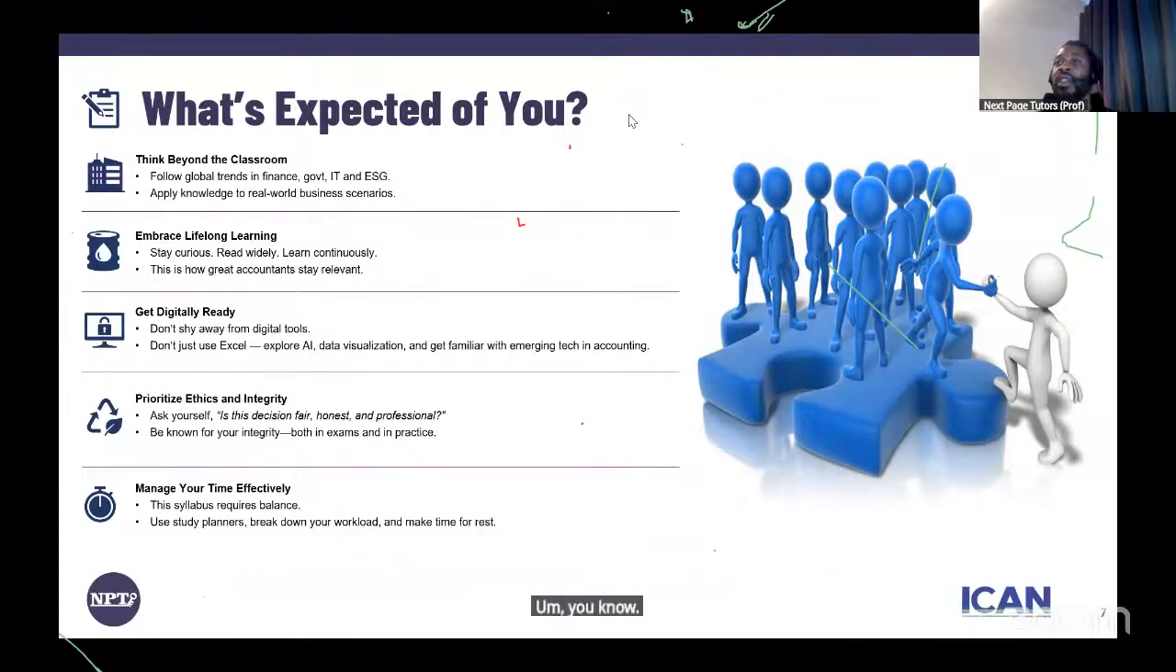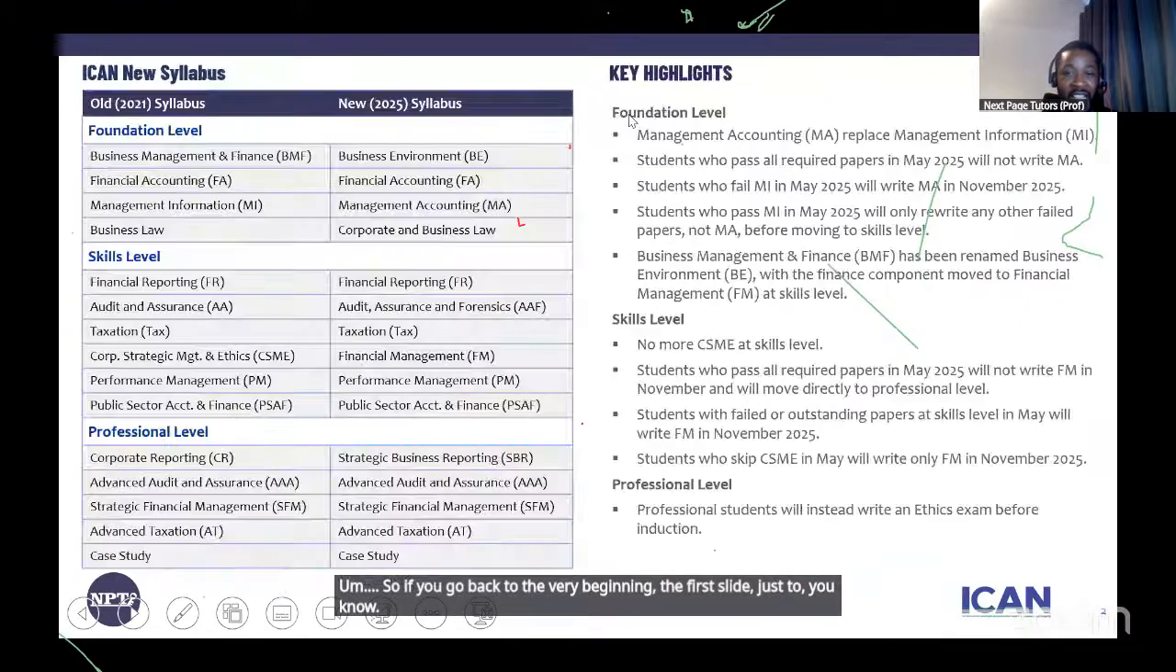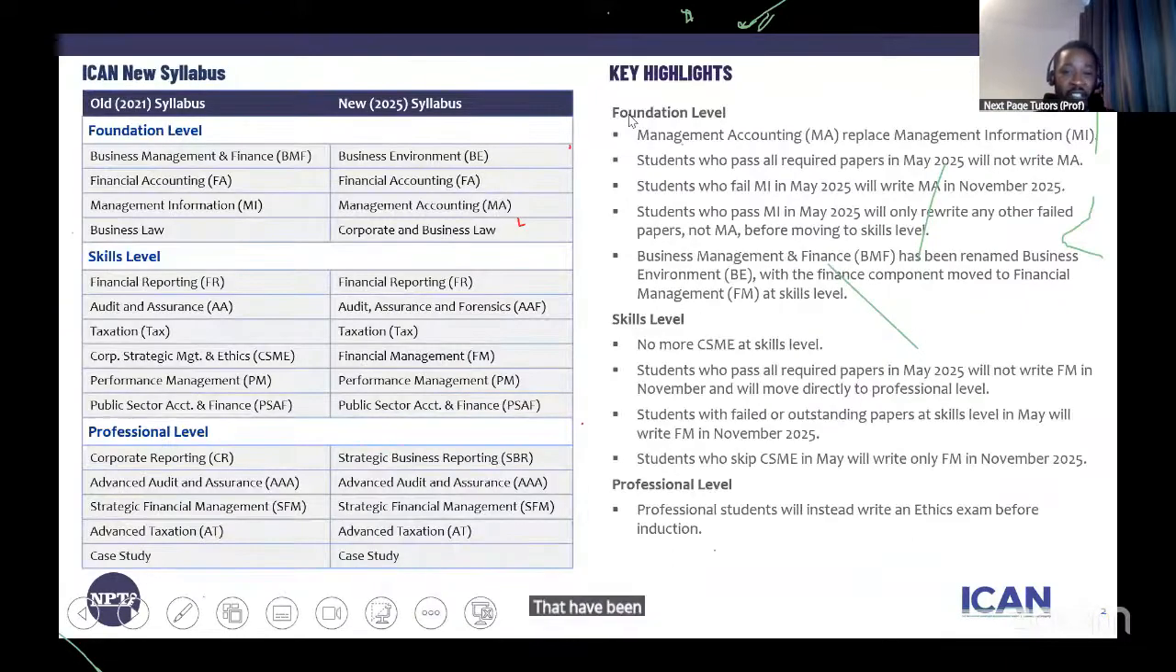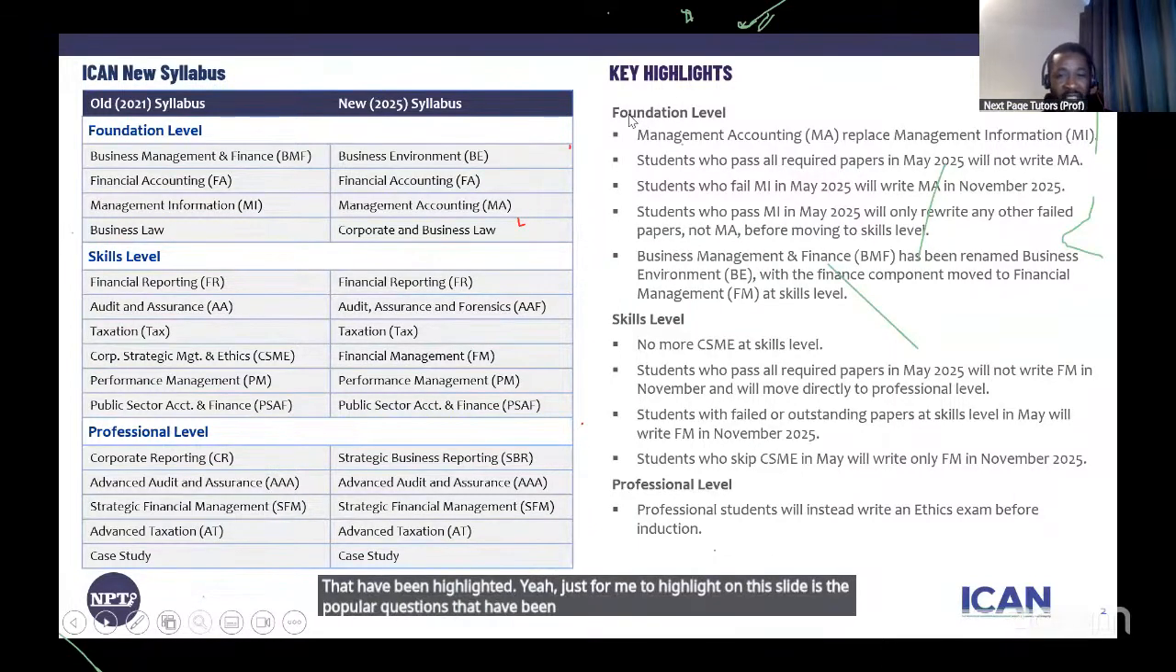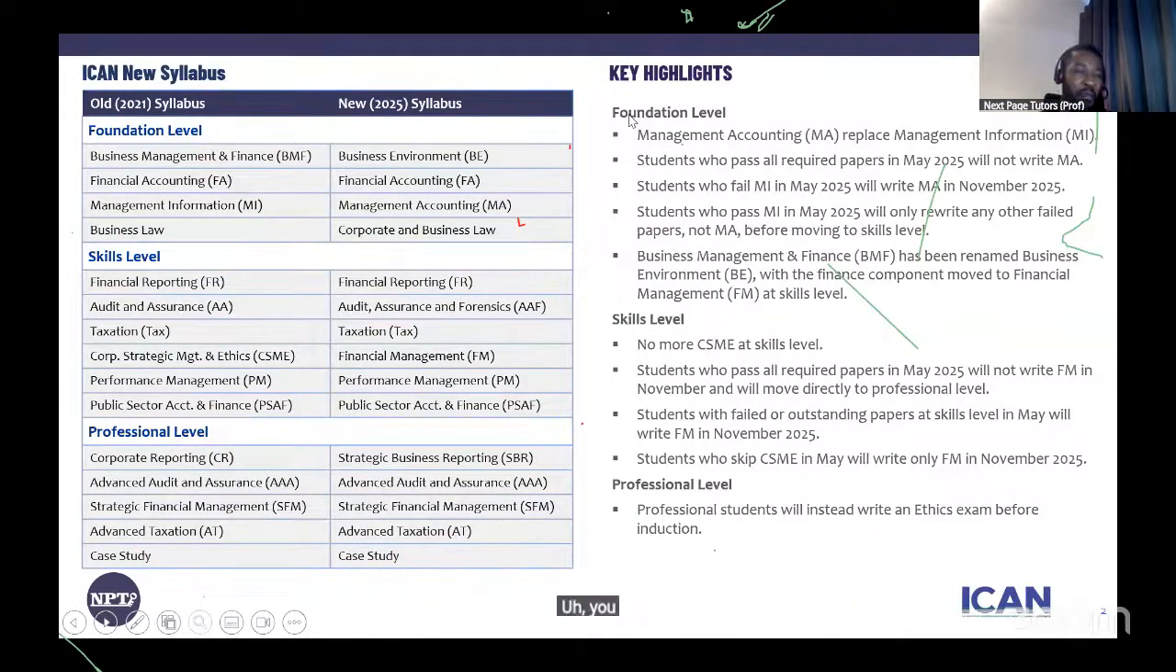I think it was a very detailed walkthrough. For us, as a center, it's important that we also acknowledge that we try to stay ahead of things. So if you go back to the very first slide, just to buttress some points that have been highlighted, the popular questions that have been coming from students, in terms of MA and FM in particular.